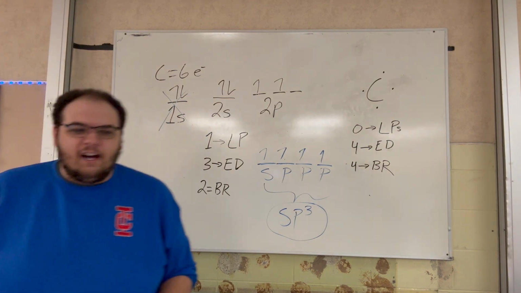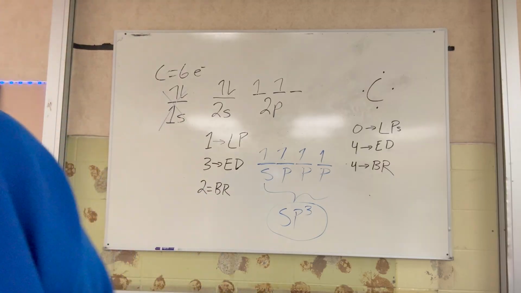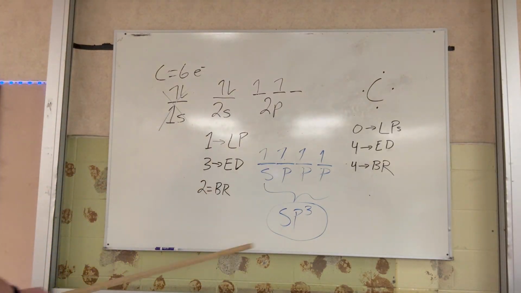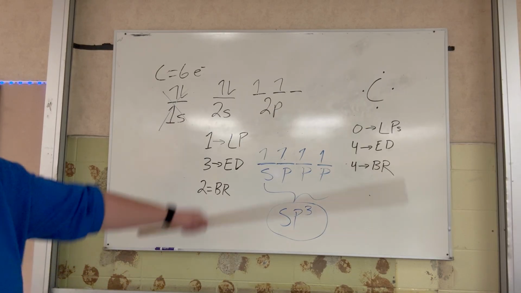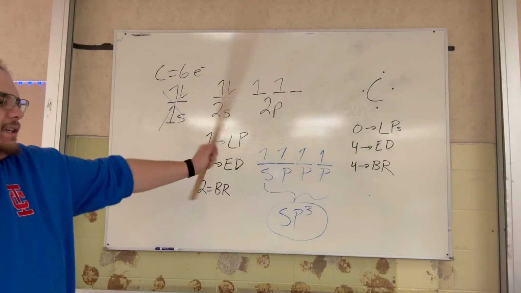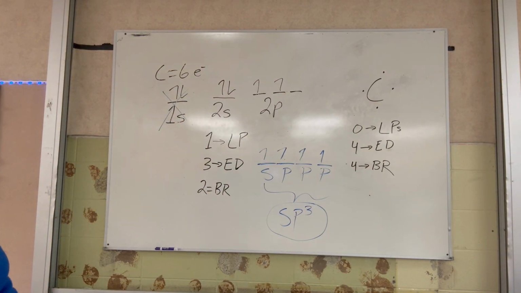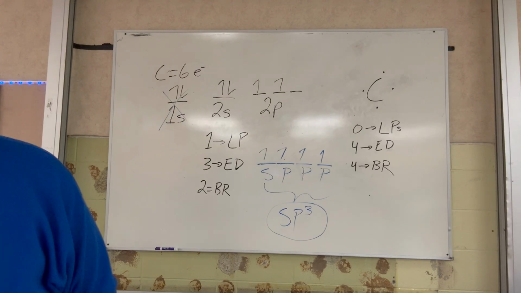Do it for oxygen. You've got 5 minutes to go. Hurry up. Just the Lewis structure? All of this, except for the hybridization part. You don't have to do the hybridization part. But that's the main part. I know. We're gonna do that together. Just get to the Lewis structure with your LPs, EDs, and BRs. O equals 8 electrons. It's just O.